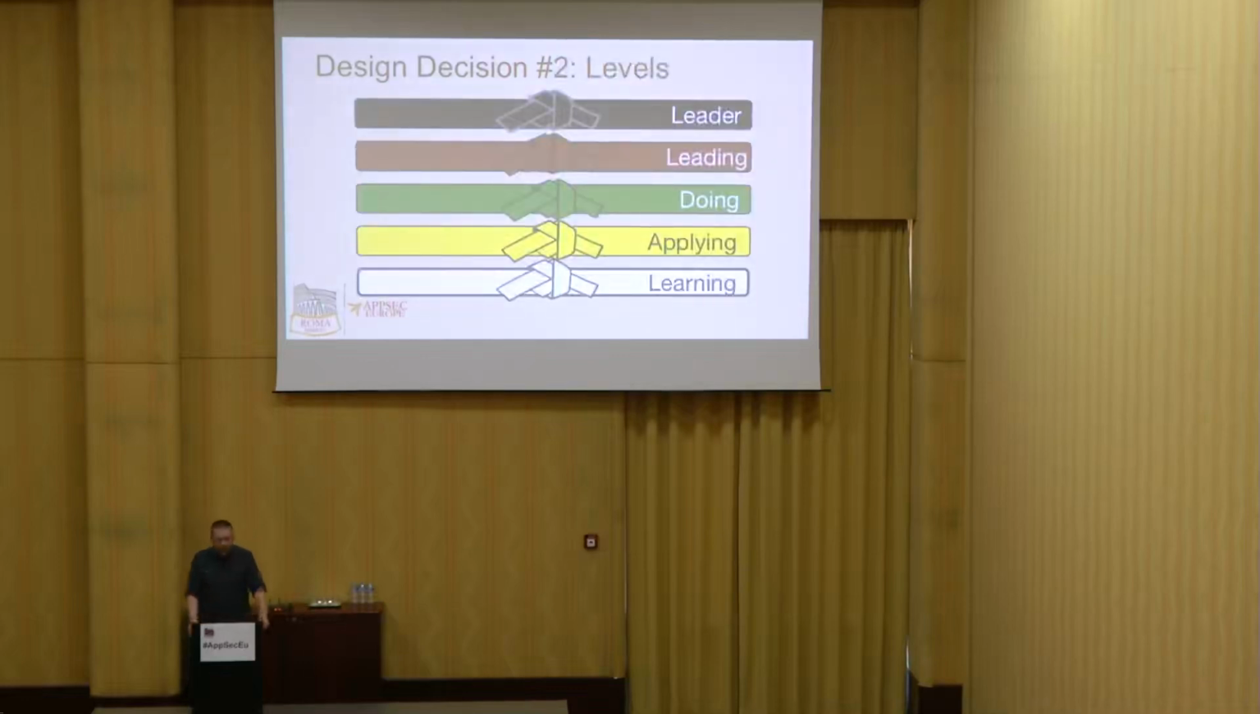The second design decision is levels. How are you going to turn this into more than just a single course that somebody takes and goes away with? What I did at Cisco is build this out as five individual levels, where learning at the white belt was the foundational knowledge, applying was role specific, and doing and leading is where you start to actually do the activities that go into this.